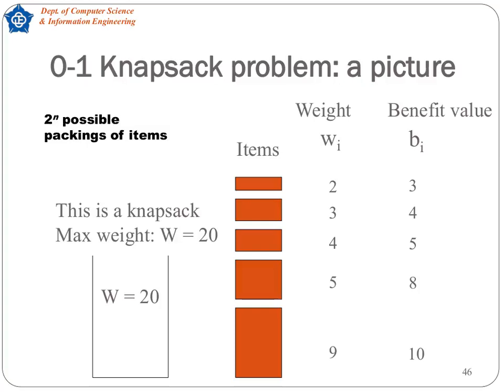Because each item can either be taken or left out, there are 2^n possible ways to pack the knapsack. The task, then, is to choose a combination of these items whose total weight doesn't exceed 20 while maximizing the sum of their benefits.